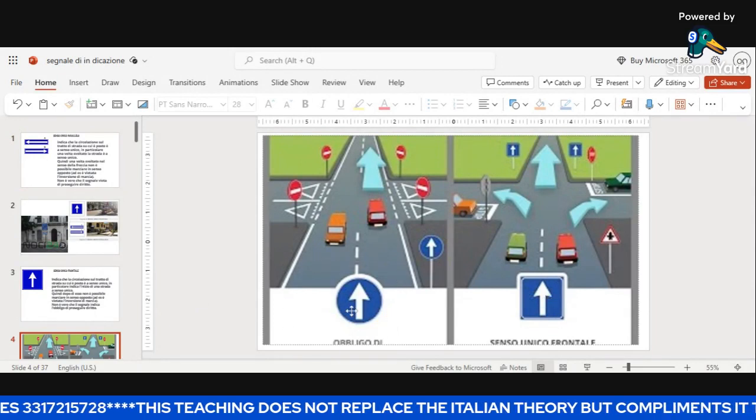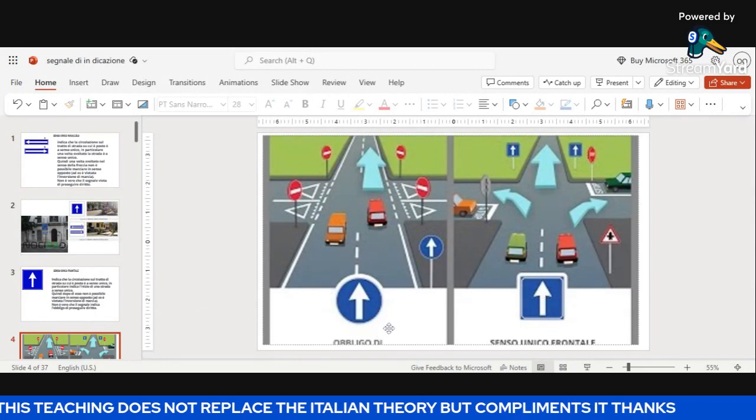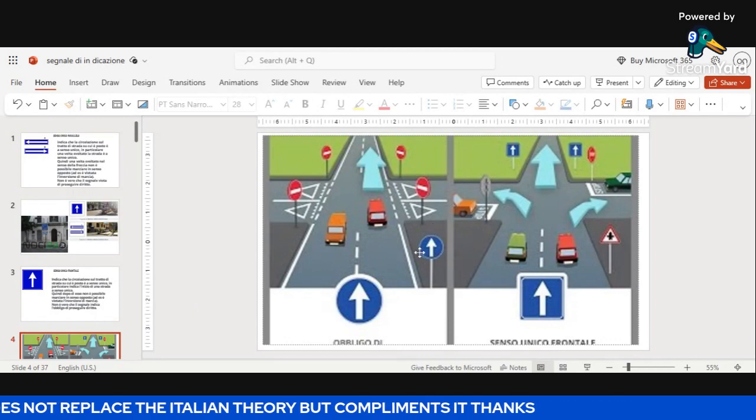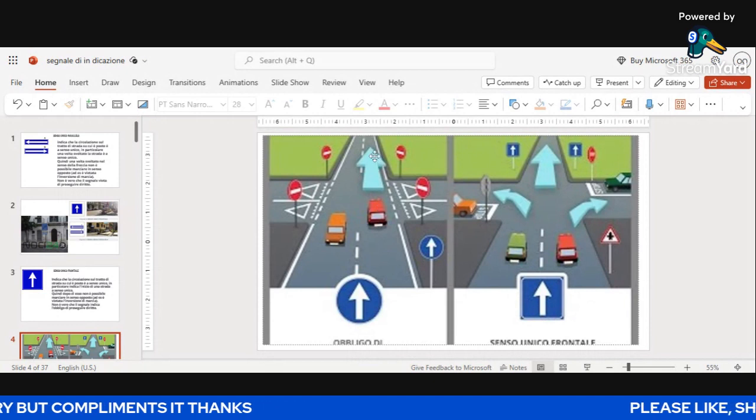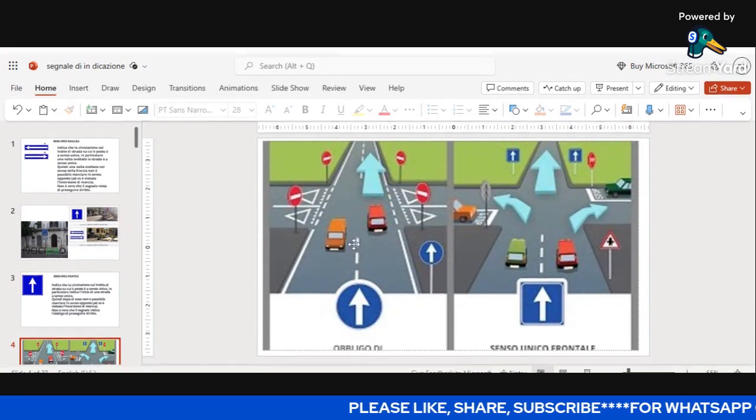Now, this one, the signal of obligation, you see it is round like this, placed here. It tells you that immediately after the signal, you are obliged to keep going straight. You can't do anything else. You can't turn to your right. You can't turn to your left. Keep going straight. That is the obligation for you.